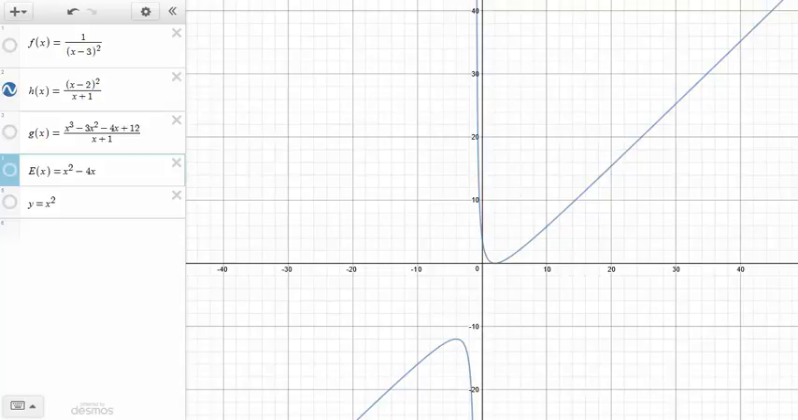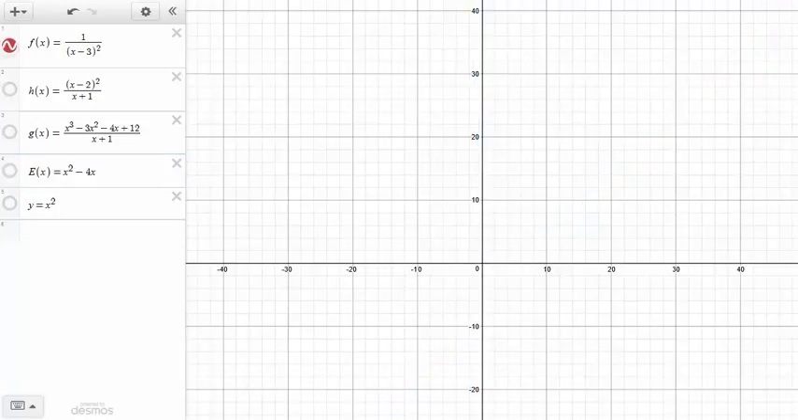To take a look at the official graphs of these, I'll go back to my Desmos. This is h of x, which has the x minus 2 quantity squared. We can see that that graph is going to bounce at positive 2. f of x is going to have a vertical asymptote at x equals positive 3, and we can see that this graph on both sides is going to trend up and up. Something to hold on to.